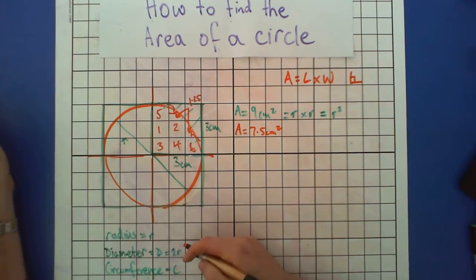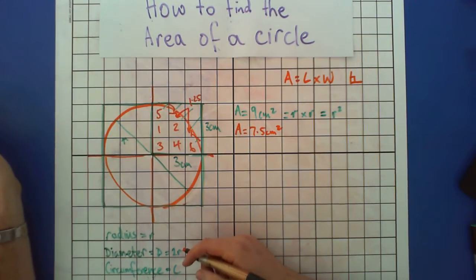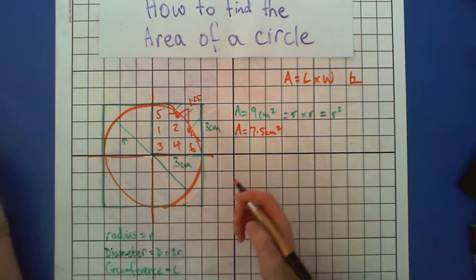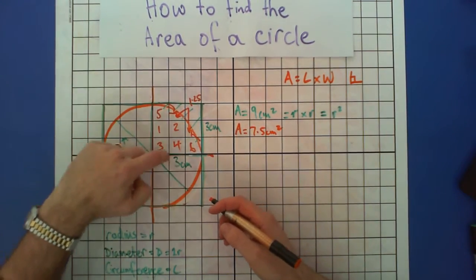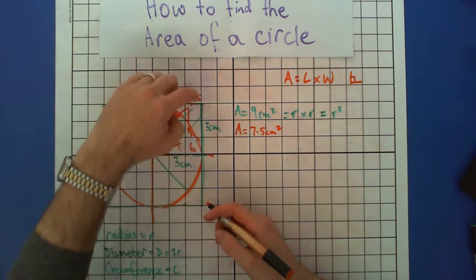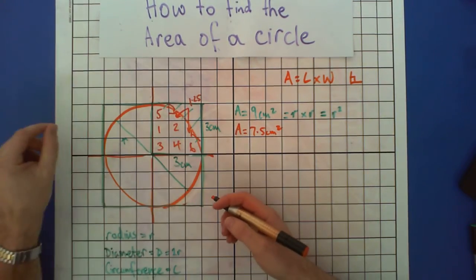Now remember though, we don't want to count up squares all the time. That's inefficient. So what we want to do is go, okay, well how can I utilise this square up here to get the area of my circle?